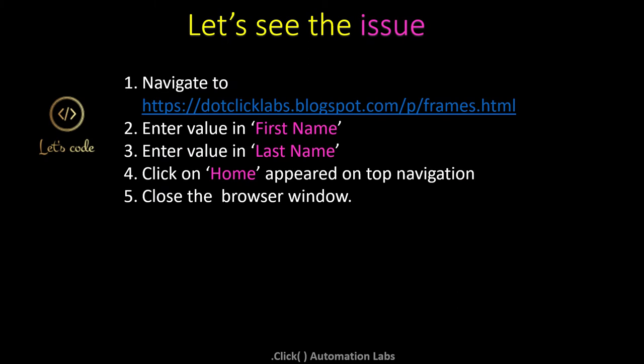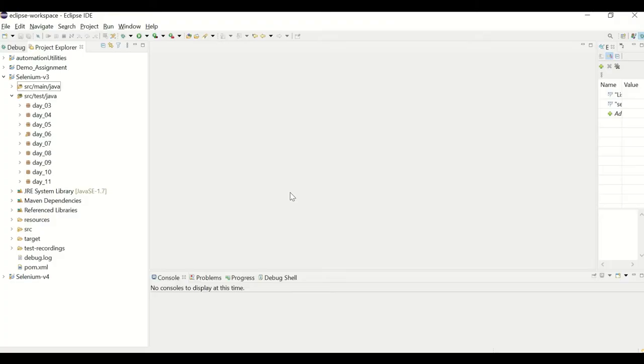Let's see. Step one is navigate to the cliplabs.xyz/frames.html web page, enter a value in first name, enter a value in last name text box, click on home, which appears on top navigation, and close the browser window. So this is the scenario which we need to automate. So now let's start automating the scenario.